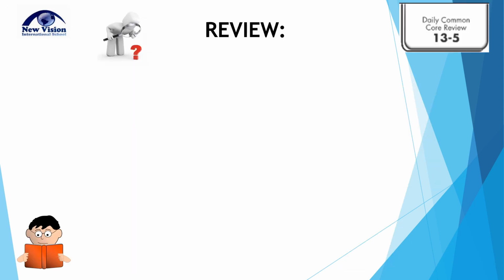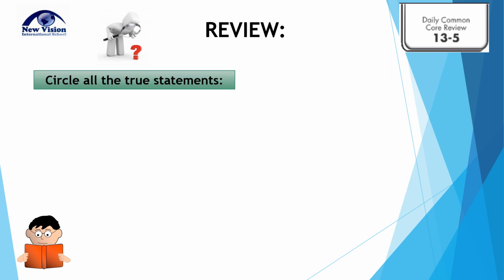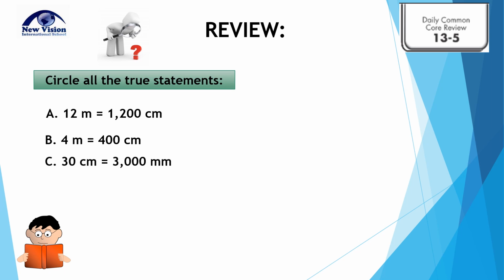Let us have a review. Circle all the true statements. A. 12 meters equals 1,200 centimeters. B. 4 meters equals 400 centimeters. C. 30 centimeters equals 3,000 millimeters. D. 44 kilometers equals 4,400 meters. And letter E. 8 meters equals 8,000 millimeters.